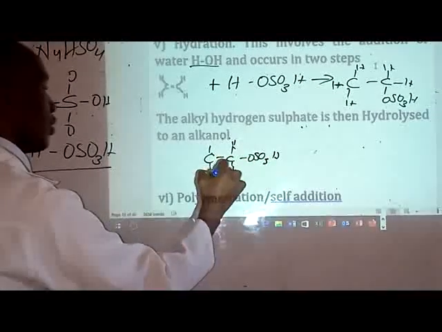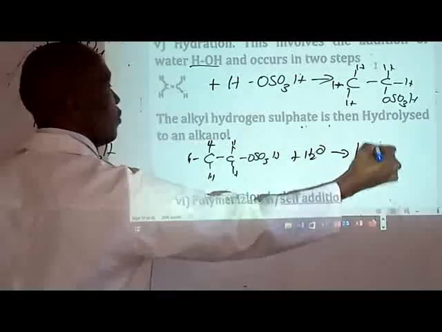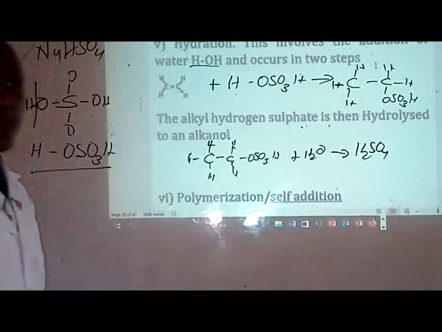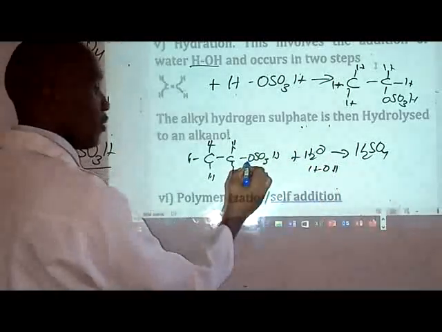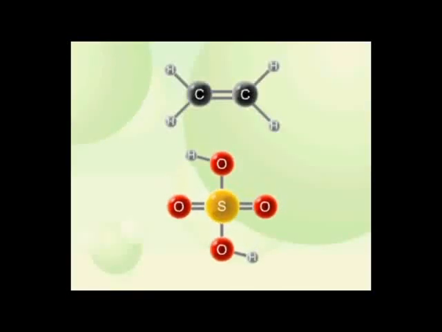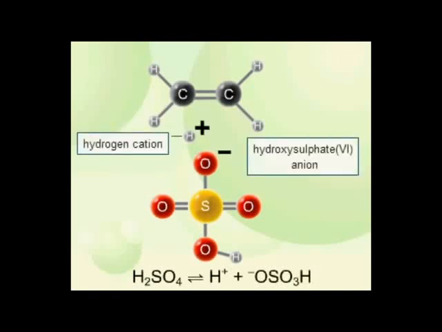OSO3H plus water, the sulfuric acid will be regenerated. So what's this H and OH? The H returned here. The addition of sulfuric acid to alkenes occurs by a mechanism similar to the addition of hydrogen halides or water.